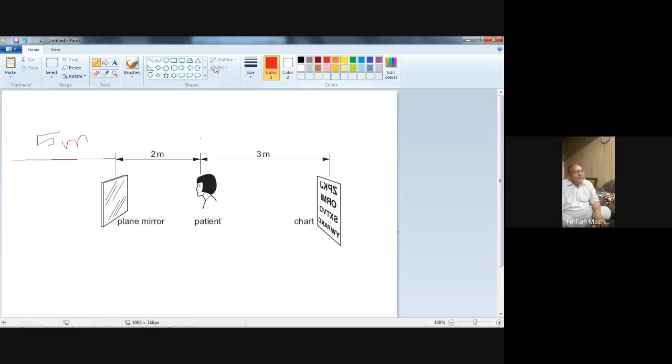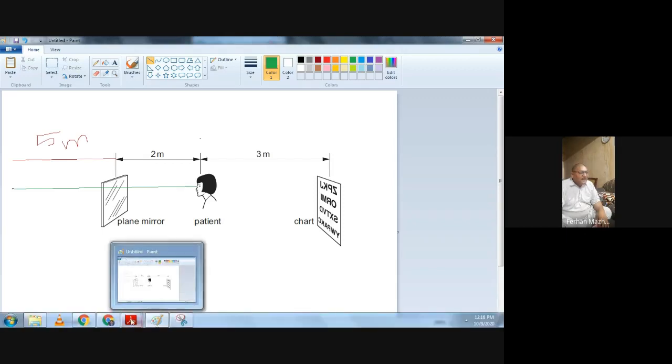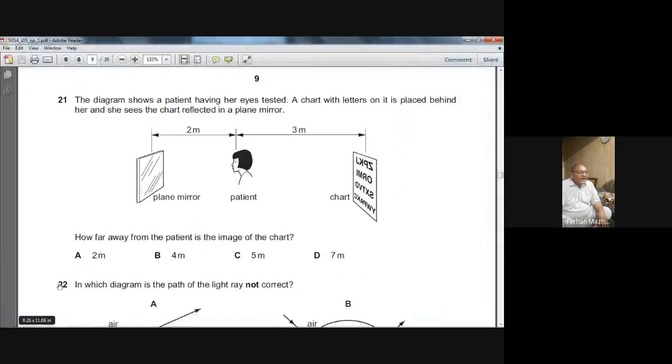And that will be this green line. So what do you think? How much is the distance of the image from the observer? 7 meters. Yes, the distance is 7 meters from the patient, and the image of the chart is 7 meters away. So what is the right choice? D, sir. D is the right choice.